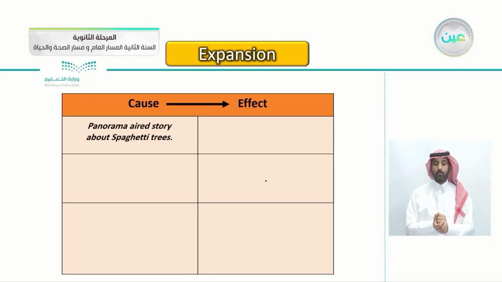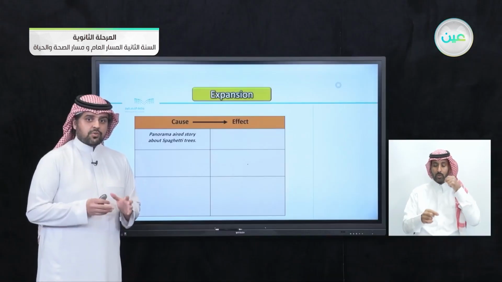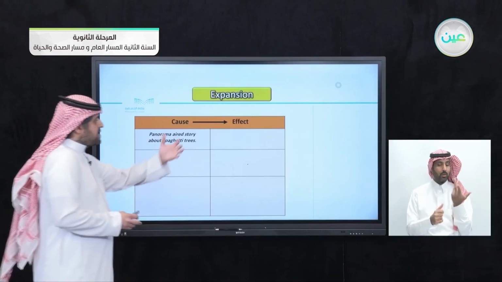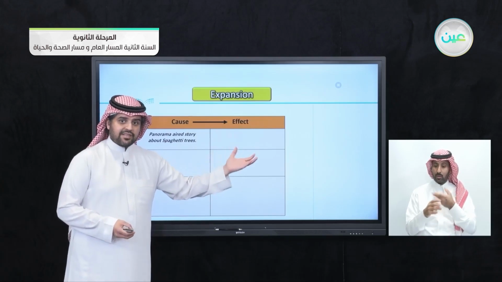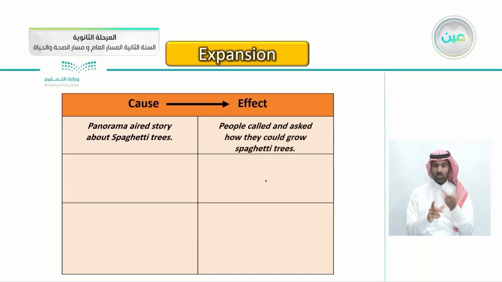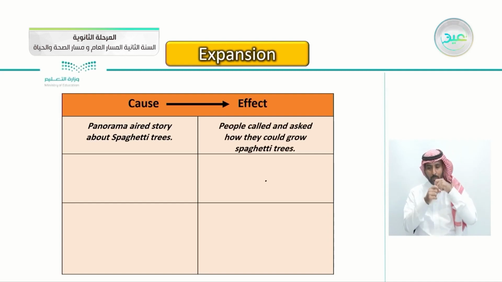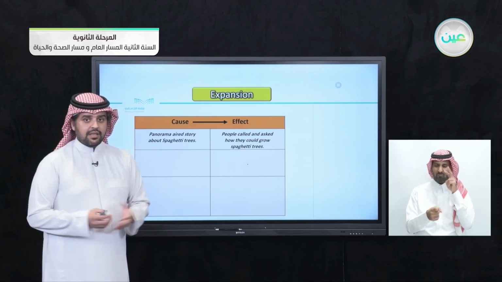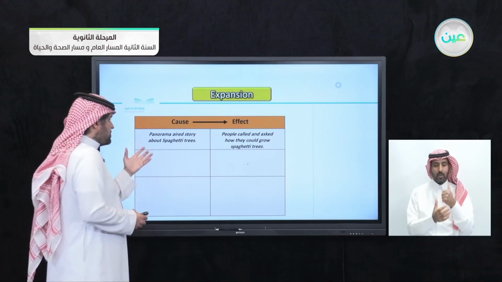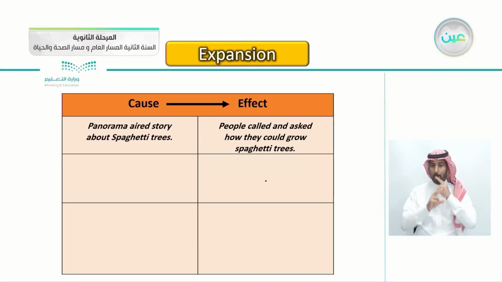Panorama aired story about spaghetti trees. This is the cause. This is what happened. So what was the result? What was the effect? Very good. People called and asked how they could grow spaghetti trees. Of course, there's no such thing as spaghetti trees. So the cause here, Panorama aired story about spaghetti trees. The effect, that people started to call and ask how they could grow spaghetti trees.